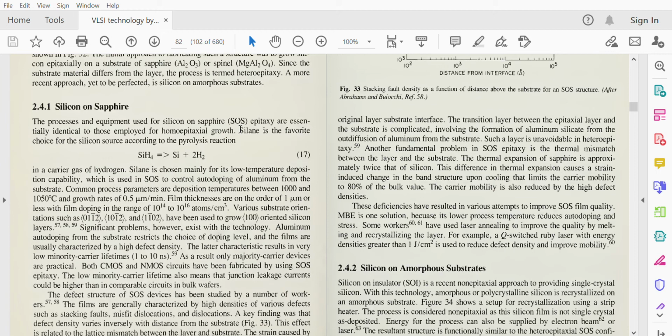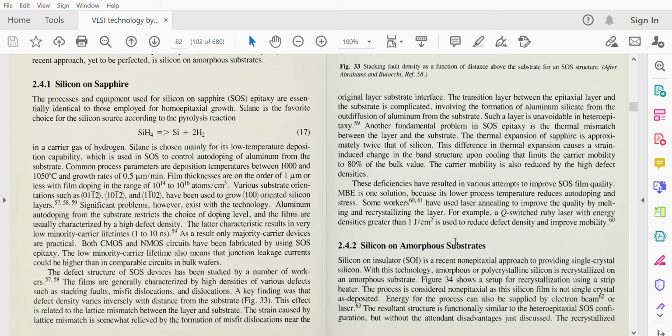Silane is the favorite choice for silicon source according to the pyrolysis reaction. So this is the reaction, and this is silane's formula. Silane is chosen mainly for its low temperature depositing capability, which is used in SOS to control autodoping of aluminum from the substrate. Common process parameters are deposition temperatures between 1000 to 1050 degrees centigrade and growth rates of 0.5 micrometer per minute.